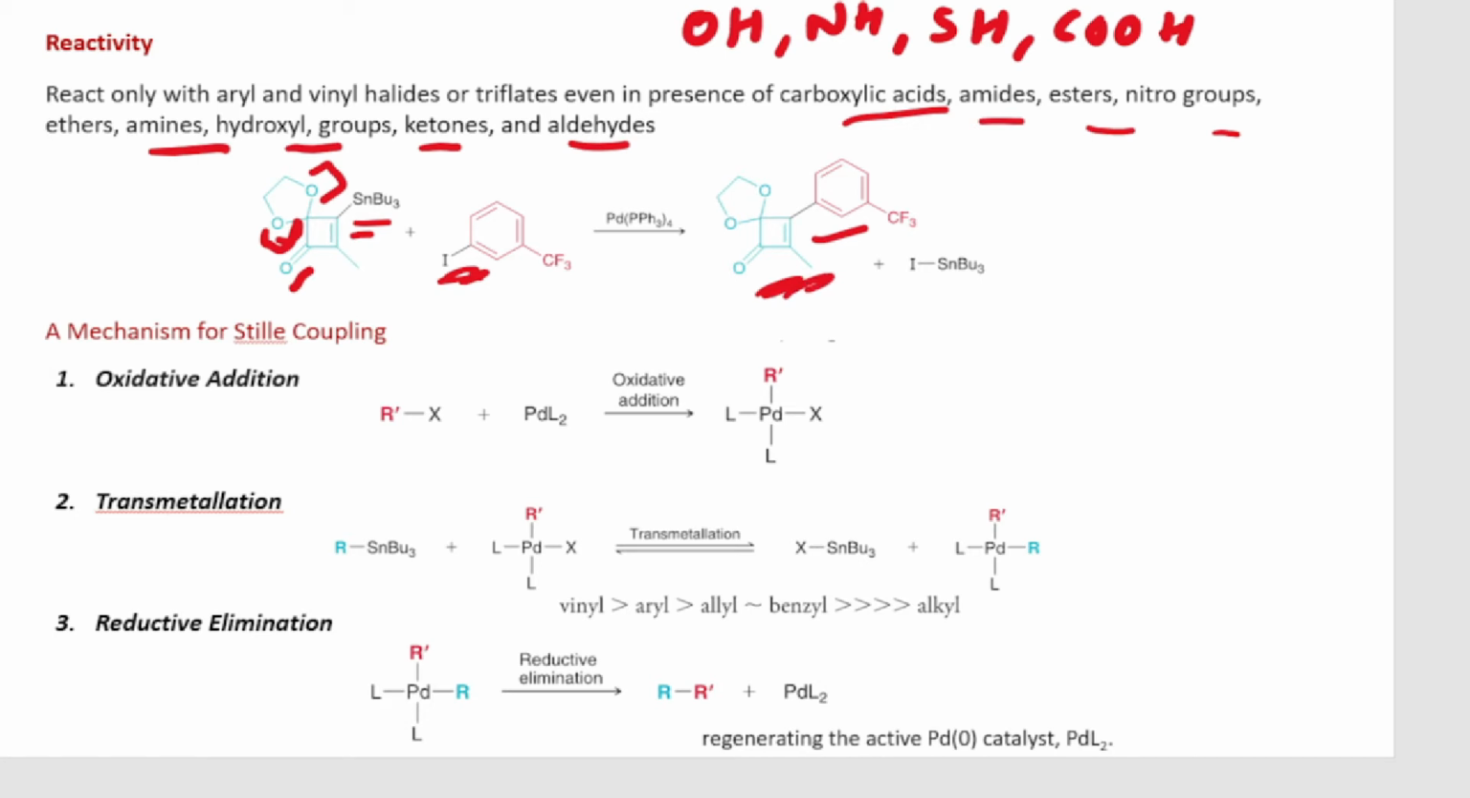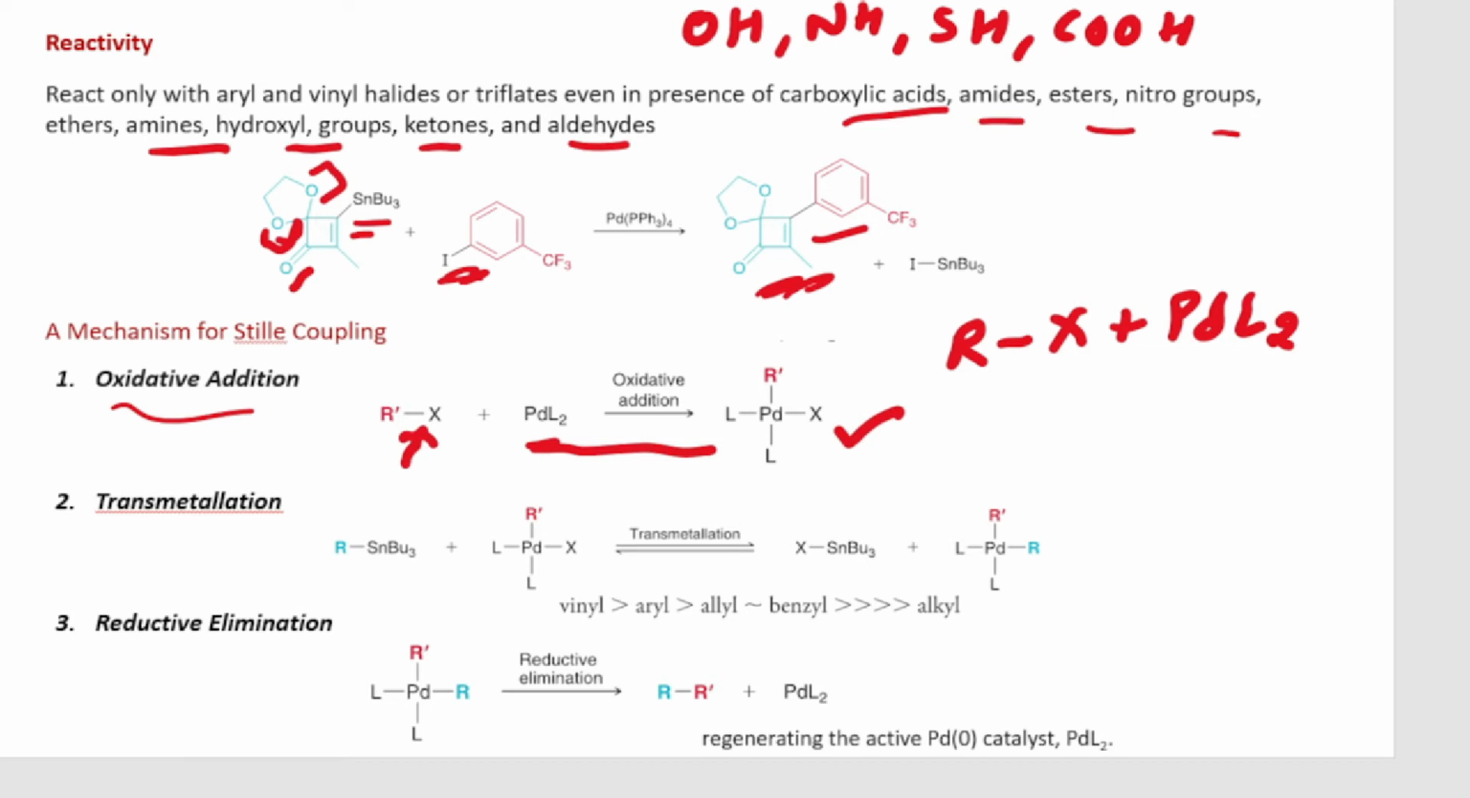And now the mechanism of Stille coupling. The first step is oxidative addition. Your halide will bind with the palladium ligand complex, and the palladium ligand complex gets inserted here and you will get a new palladium ligand complex. Here the oxidation state of palladium is 0, but here the oxidation state of palladium is 2.